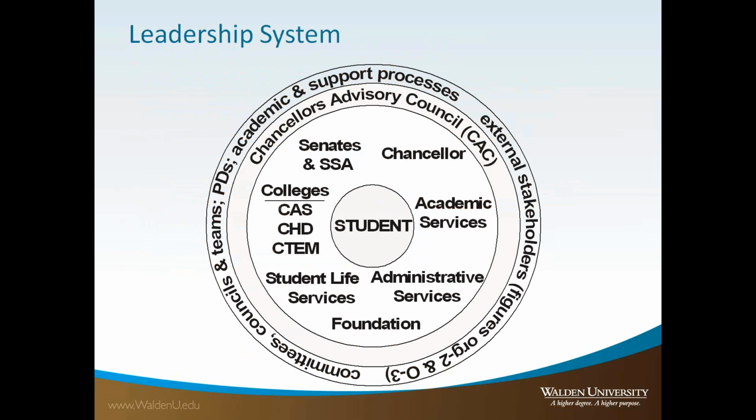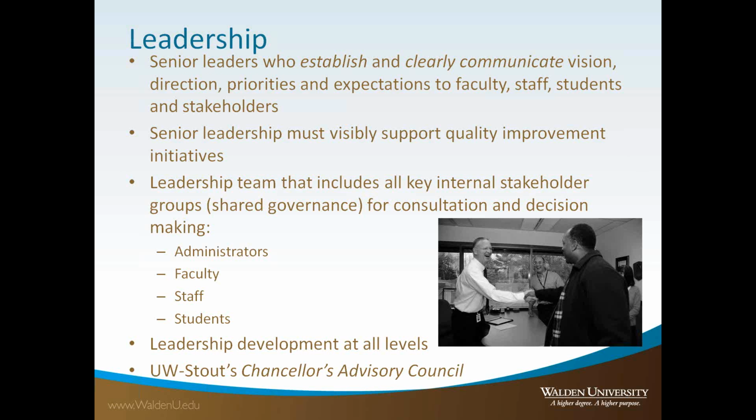Jan had mentioned there were 7 Baldrige categories. I'll just briefly walk you through each one. This is probably enough material for a 2- or 3-day seminar, but the first category is leadership. And by leadership, we do mean senior leaders who establish and clearly communicate the mission, vision, values, directions, and goals to all of the faculty, staff, students, and external stakeholders.